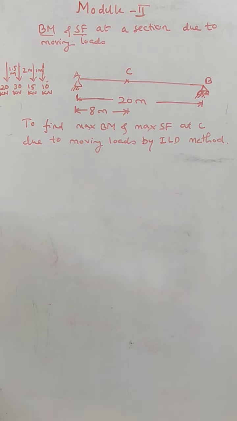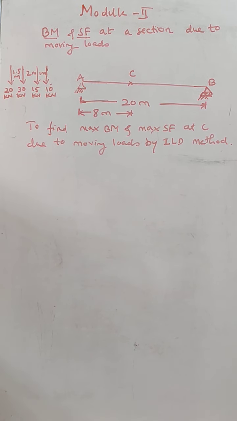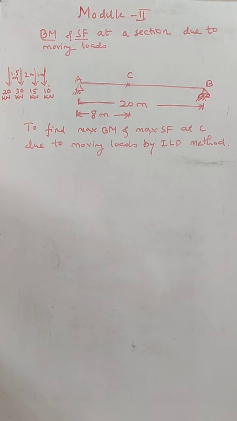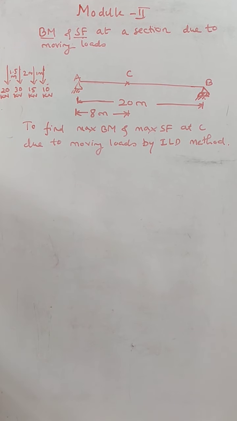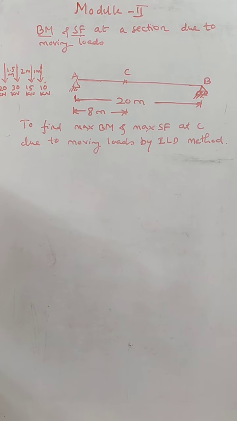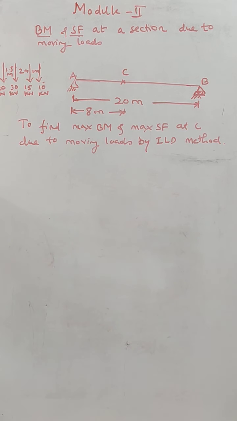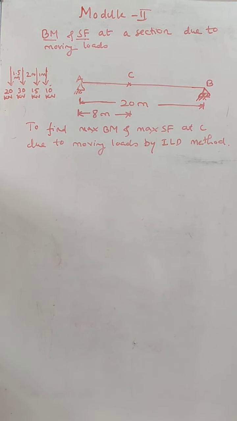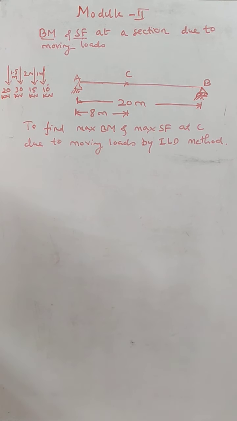I have written here: find the maximum bending moment and the maximum shear force at section C. The section C is at a distance of 8 meters from A. AB is the beam which has a span of 20 meters, and section C is 8 meters from A, that means 12 meters from B.